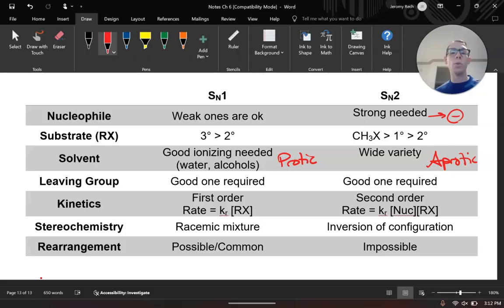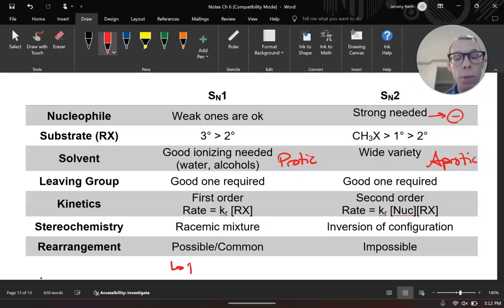In your SN2, you get a backside attack, which involves an inversion of your configuration. So therefore, you're going to change your stereochemistry at your site of attack. You don't change all of your stereochemistry. If there's a group that's way far away from your point of attack, that's not going to change because it's not involved in the actual inversion of configuration. Finally, in SN1s, there are chances to do rearrangements.